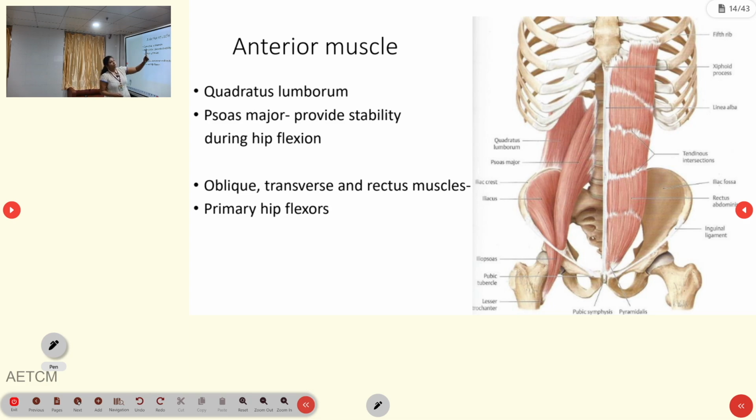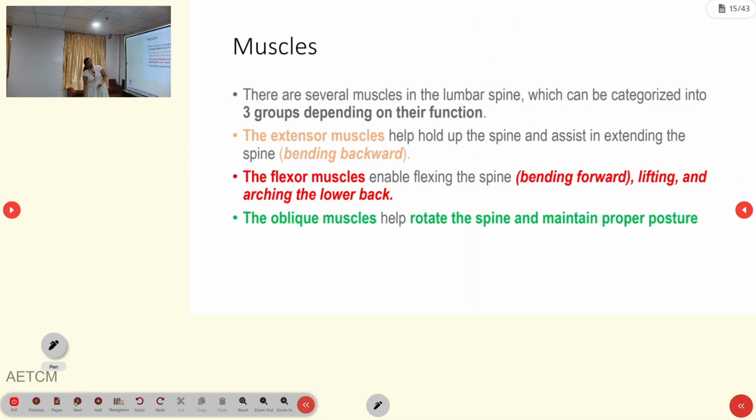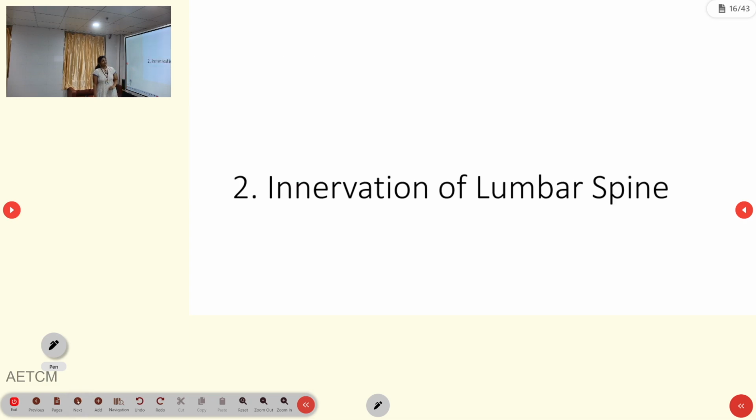Stability is also given by the quadratus lumborum and the psoas major muscle, which is present in the posterior abdominal wall. It produces stability during hip flexion. Yeah, this has already been discussed.